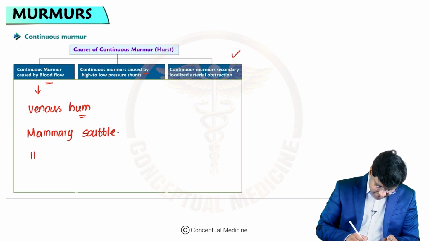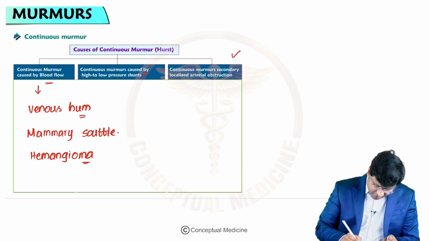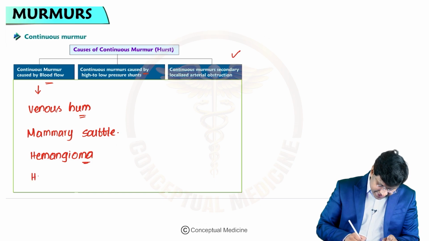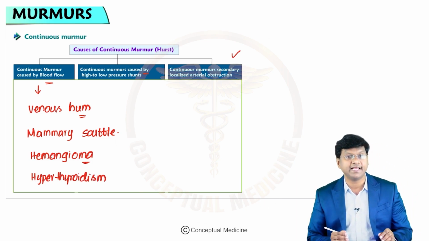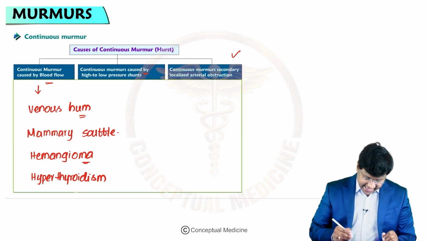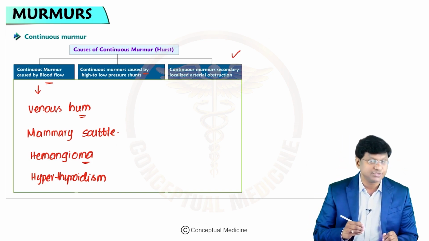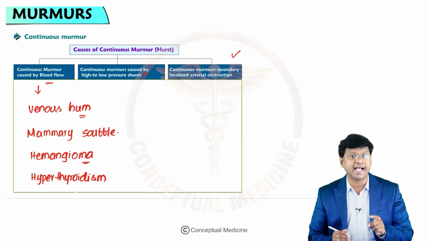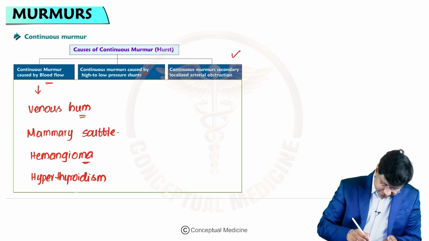Then there will be increased velocity of the blood flow across a hemangioma, and increased velocity of the blood flow across the vessels in patients with hyperthyroidism, where the individual will have a continuous murmur. And the continuous murmur is also caused by blood flow in patients with acute alcoholic hepatitis.